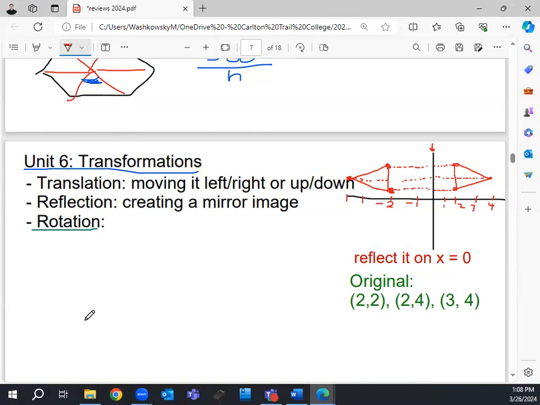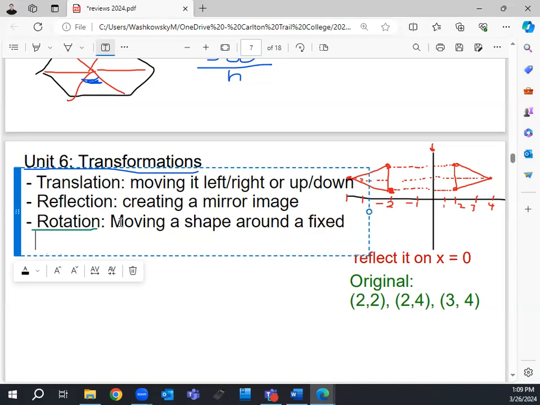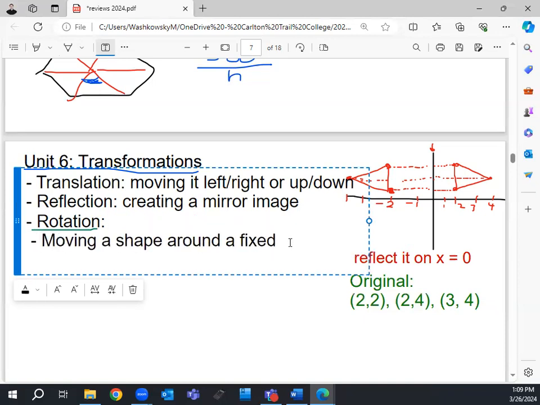Rotation is the most difficult because there's some stuff you have to memorize. That's really what it boils down to. Rotation doesn't seem that hard. What is a rotation? You're moving a shape around. We know what it's like to rotate an object. Specifically, we're moving a shape around a fixed point.